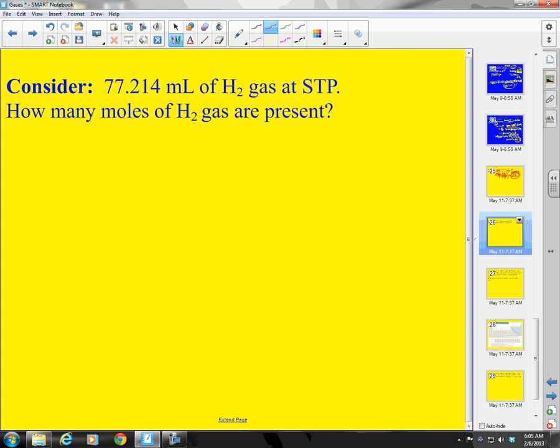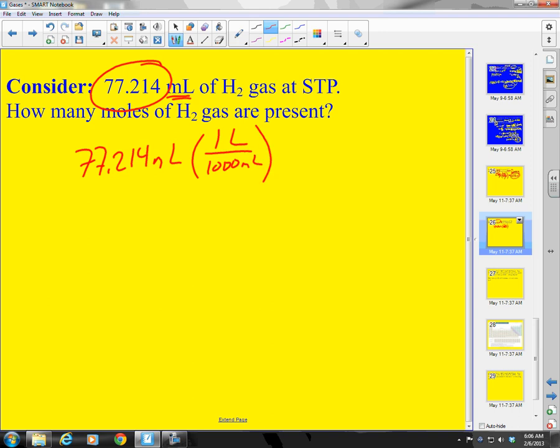Are you ready? Well, I have 77.214 what? Milliliters. So what's the first thing I have to do? Convert that to liters. So I have 77.214 milliliters times 1 liter per 1,000 milliliters. Good. So my milliliters cancel. I'm left with liters.